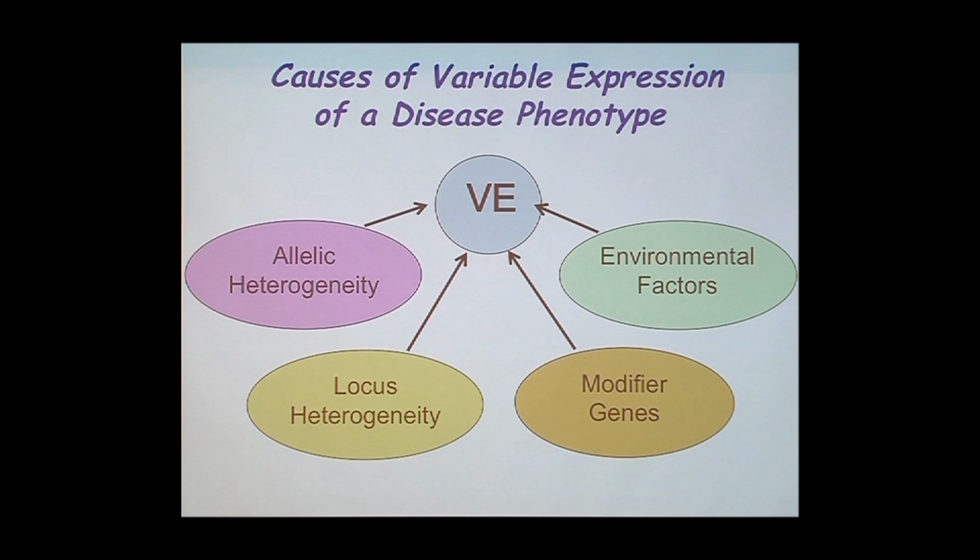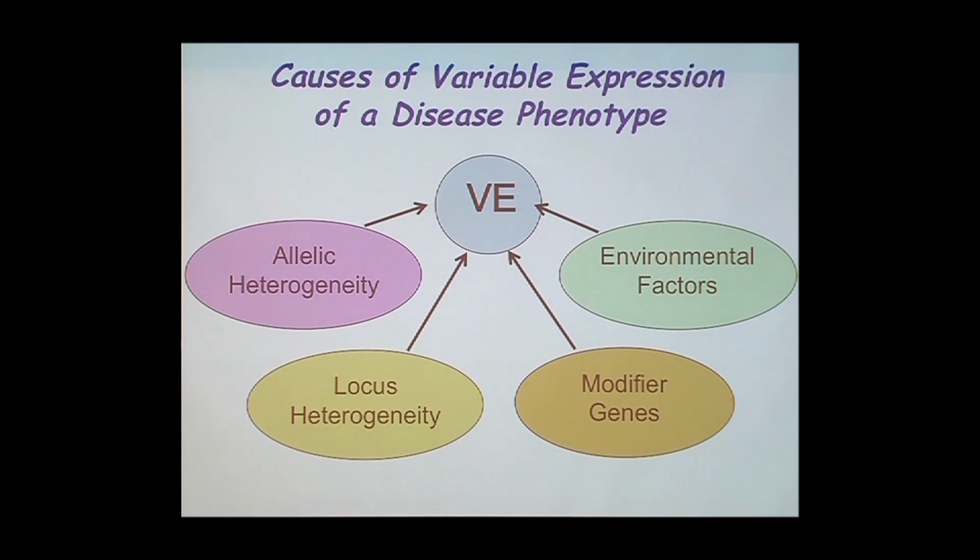The causes of variable expression of the disease are many. We talked a bit about them last time as well when we talked about different types of genetic variation. Even within, for example, cystic fibrosis, I told you that you can have many different mutations in that same gene within the population. That is called genetic heterogeneity. So you can have different alleles of that gene, different mutations of that gene, and those different mutations may affect that protein in different ways that might lead to more or less severe disease.